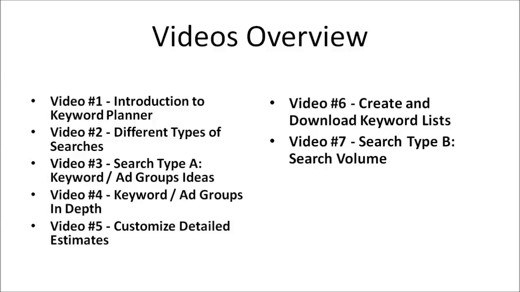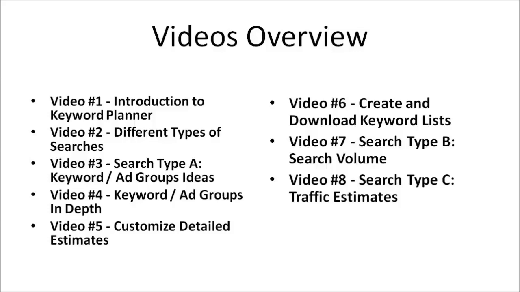This is a great search feature if you already have the keywords themselves and you just want hard data really fast. You could essentially use other keyword tools in the mix and drop the keyword list into Google Keyword Planner. Video number 8 is going to be traffic estimates. It's somewhat similar to the customized detailed estimates, but in this case, we're going to have keyword lists that we already have, and just insert or upload them and get the hard data really quick.